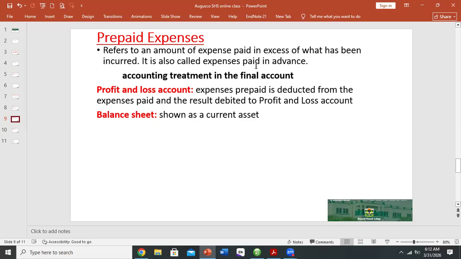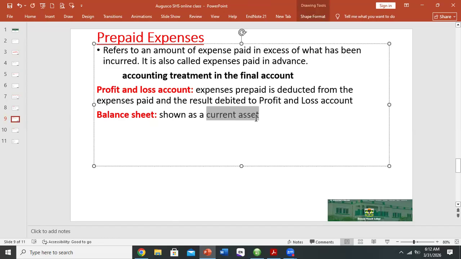How do we treat prepaid expenses? Technically, they are not expenses that relate to the particular year, so we subtract or deduct them. In the profit and loss account, any expense prepaid, any excess, is deducted from the expenses and the result is debited to profit and loss. Now, in the balance sheet, it is shown as a current asset, simply because if you have paid the landlord in excess, that excess amount is your asset, your current asset. So we can take an example in the manual as follows.